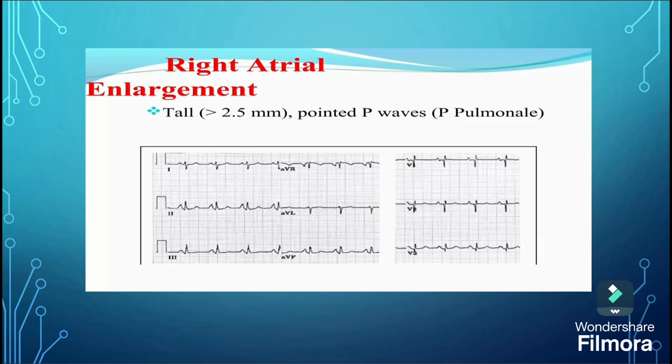Right atrial enlargement. So this is a chamber hypertrophy or enlargement. Tall, that is more than 2.5 millimeter, pointed P wave, that is P pulmonale. So here in this ECG, you can see the prominent P wave. For P wave, we are going to check lead 2. So you can see the pointed P waves here and they are tall, that is more than 2.5 millimeter. So this is P pulmonale, that is right atrial enlargement.